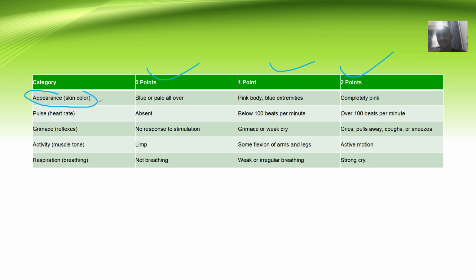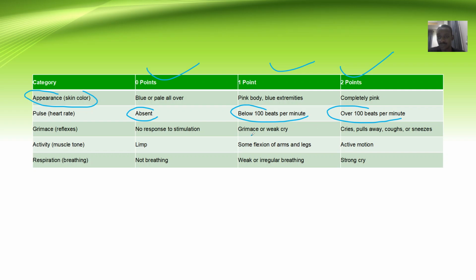Pulse: you are trying to check how the heart is beating. If it is absent, 0. You usually feel the pulse on the hand, or on the leg or any place. There are several places for feeling pulse, but most commonly on the hand. If you feel the pulse and it's below 100 beats per minute, you give a score of 1, at least it's present. If you feel the pulse and it's above 100 beats per minute, you give a score of 2.